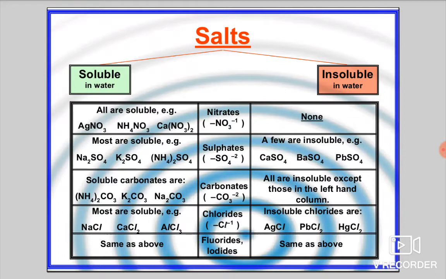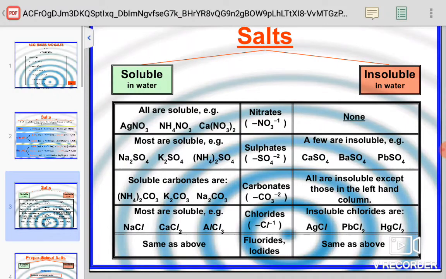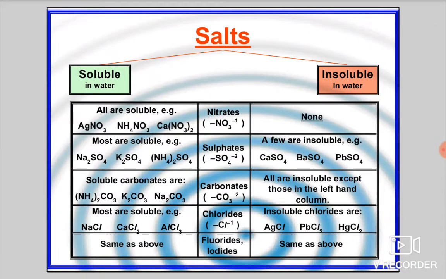And then we move on to the carbonates. Here we have 3 soluble carbonates as well as the group 1 compounds, and the rest of the carbonates will be insoluble. So the soluble ones are ammonium carbonate, potassium carbonate, and sodium carbonate, while the rest are insoluble except the group 1 compounds, the group 1 salts.